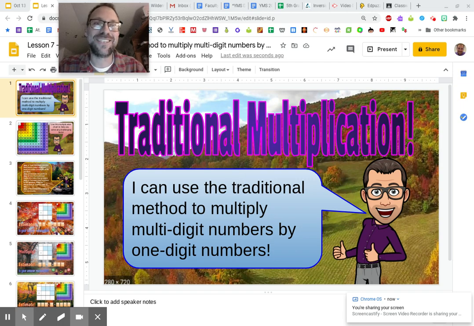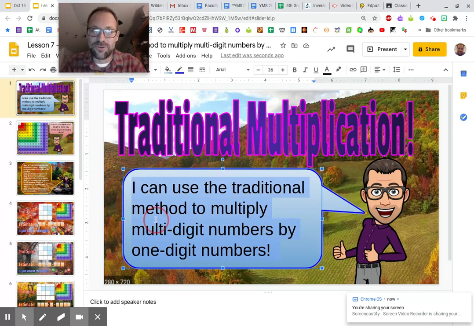Here is how today's practice will work. It's going to look a little different, okay? The lesson is on traditional multiplication. The learning target says, I can use the traditional method to multiply multi-digit numbers by one-digit numbers.